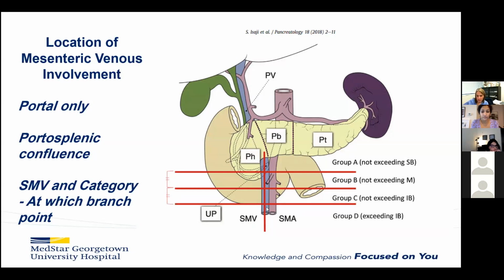The point is, the lower it is in the mesentery and the more branches that are involved, the less it becomes reconstructible. So I think it's important to think of it along this line. I don't think this picture is great because it makes it look like it's one tube all the way down, and it's not. As you get down here, there's increasing numbers of branches, obviously.